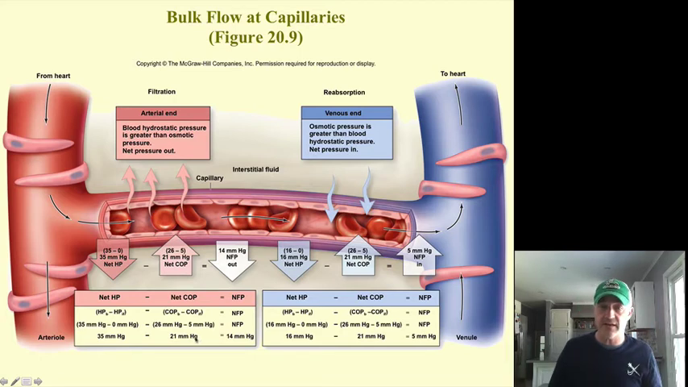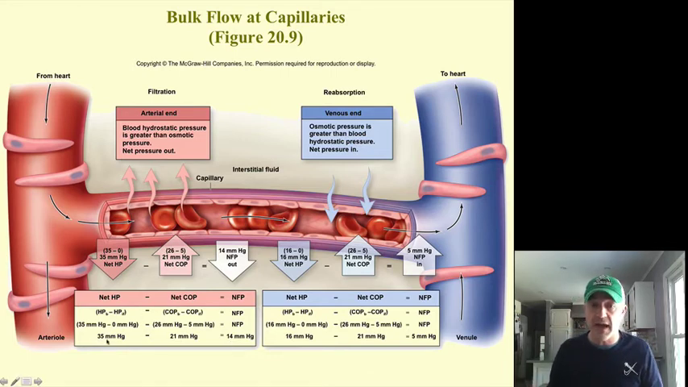What this means at the arterial end, in terms of bulk flow of fluid, is that the hydrostatic pressure is much higher than the osmotic pressure. Again, I'm not super worried about the numbers. I'm not going to test the specific numbers of what's going on here, but you need to understand the basics of what type of flow is going to be favored.